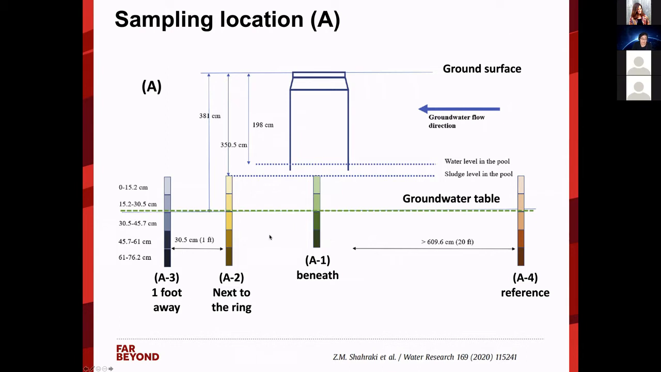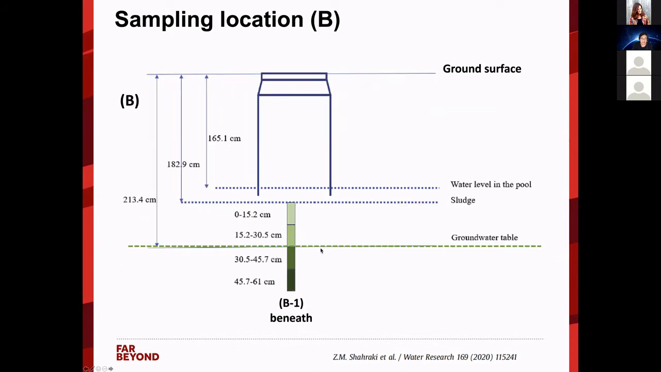And the next sample was right next to the leaching ring. The third sample was collected 1 foot away from the second sample. And last week, we got another reference core sample up gradient from the pool to represent the background nitrogen concentrations. The reason that we collect these 3 samples is based on the hypothesis that the majority of the leachate nitrogen would be present beneath the pool, because we think the water will be slowly filtered through the soil due to gravity.